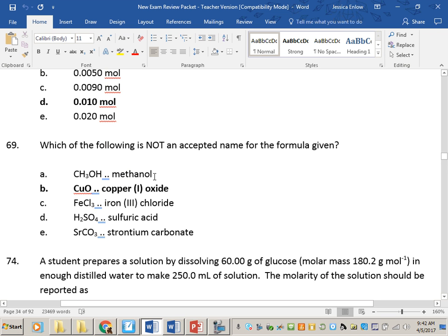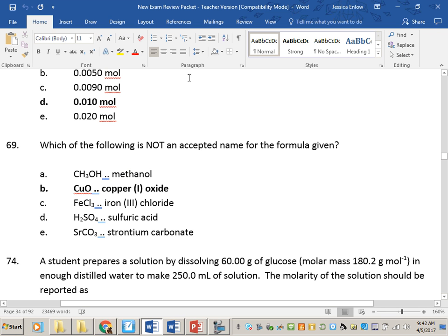Okay? Next one, that is not copper 1 oxide, that is copper 2 oxide. I didn't finish my math. I think you're still looking at this over here. This is 10 millimoles of CO2 over oxalate. So that's 10 millimoles, which is 0.01 moles.